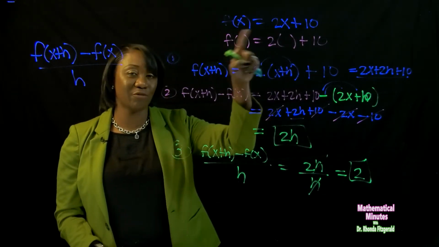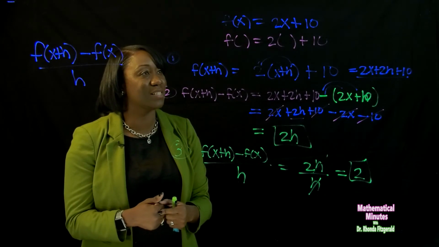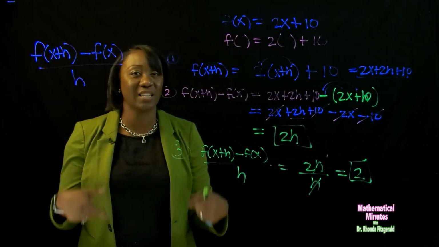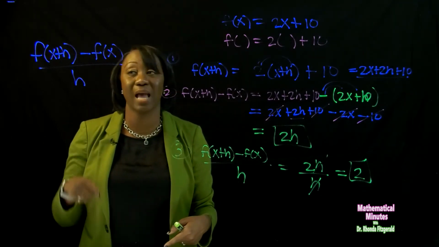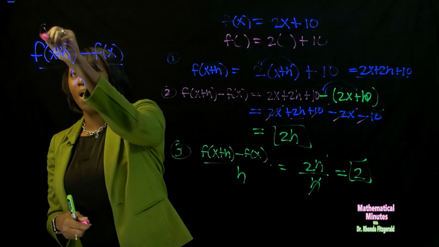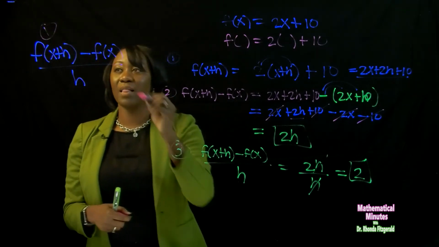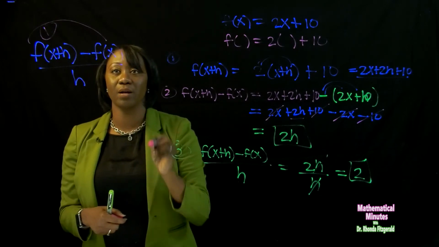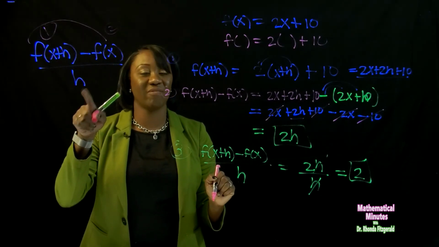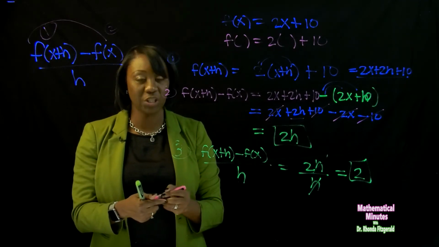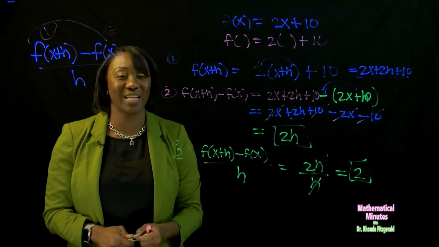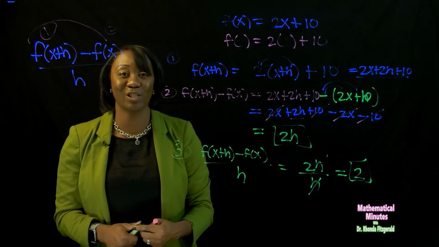So once again, the difference quotient for the function f of x equals 2x plus 10 is simply 2. And notice when finding the difference quotient, we broke this down into 3 steps. We first found f of x plus h. Then we found the whole numerator, f of x plus h minus f of x. And then lastly, we divided by h. So we took each step, simplified it, and made it easier to find our difference quotient. And this is calculating and finding the difference quotient.